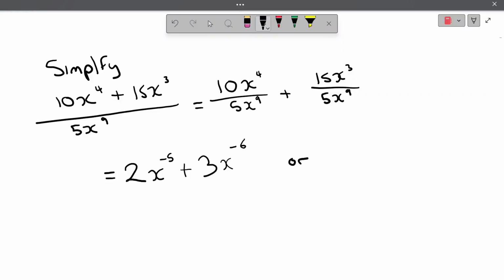But you could have also written it as 2 over x to the 5 plus 3 over x to the 6. And both are fine. Just often we would go for the first one and we wouldn't bother with that one there. But technically both are perfectly the same thing.